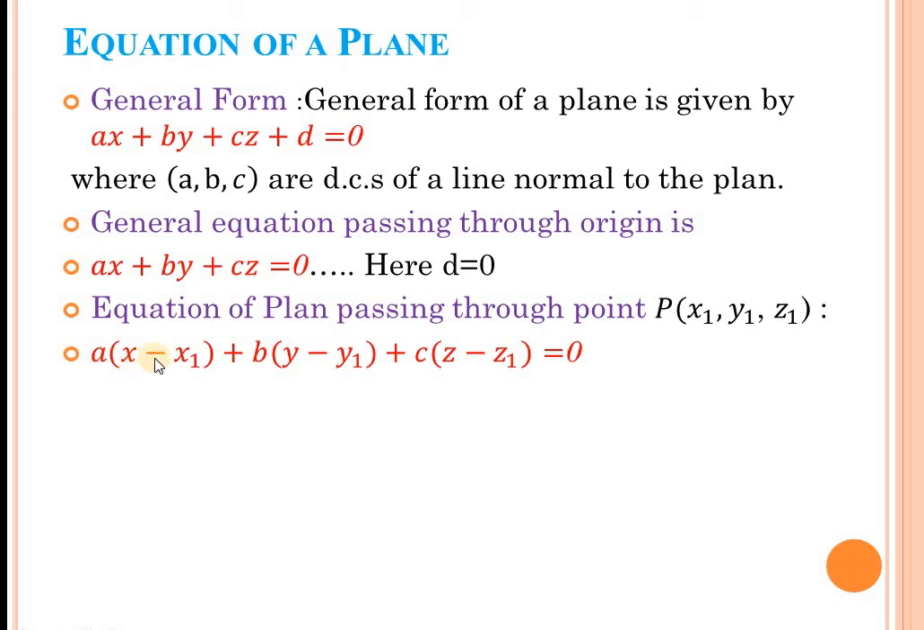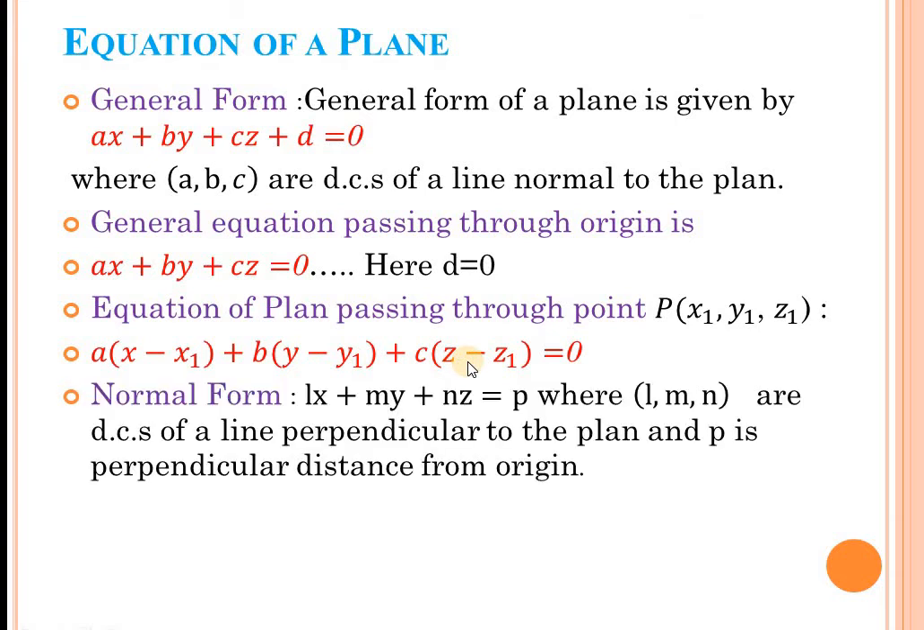So a times (x minus x1) plus b times (y minus y1) plus c times (z minus z1) is 0. This is the equation of a plane passing through the point. Again, this a, b, c gives direction ratios normal to the plane. Only we don't know this d.